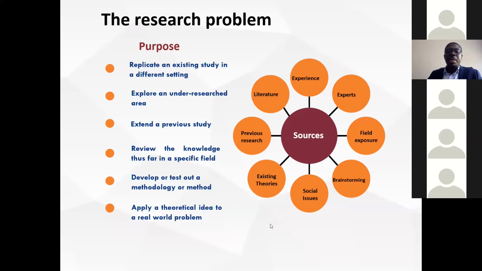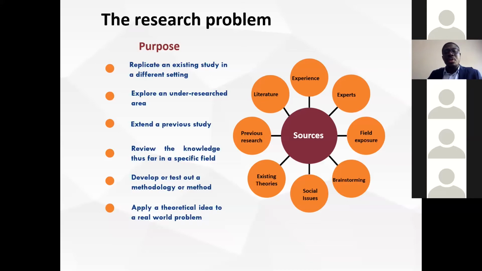Again, another purpose would be to review the knowledge that has so far been gained in a particular area. And so in this particular instance, it means that you are going to conduct a systematic review and give us up-to-date knowledge in that area. So all the previous studies that have been carried out, you want to analyze and synthesize the results and conclusions.